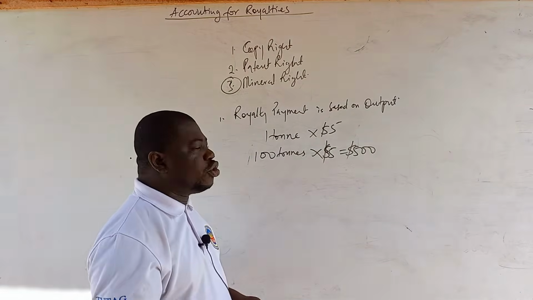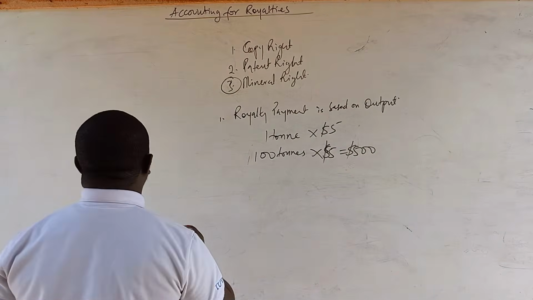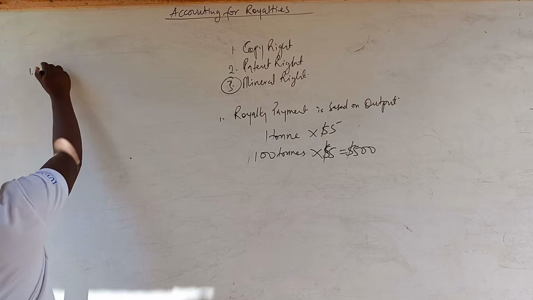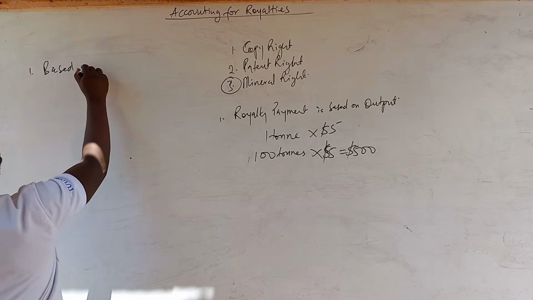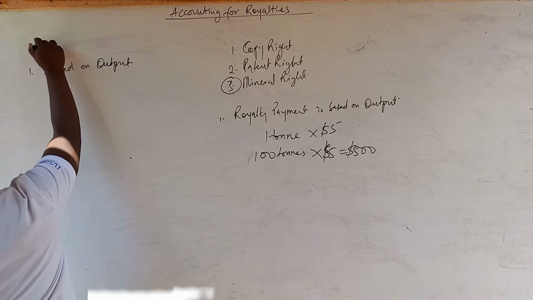Then the second thing you should understand is that there could be something called minimum rent. So let me give you the principles here, based on output. So these are operating arrangements.